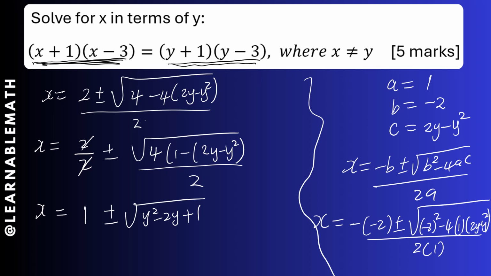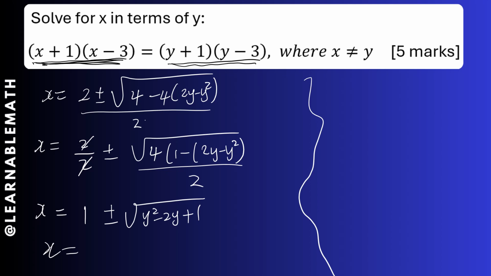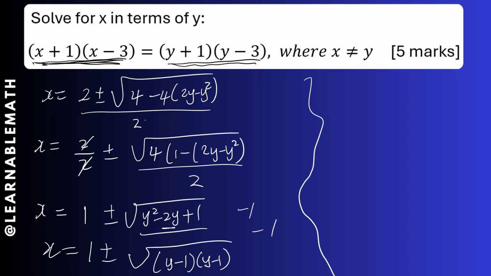You can further simplify, guys. Let me delete this side. To simplify this further, this one can be factorized as (y minus 1)(y minus 1). Because the factors of 1 are 1 times 1, and when they add they must give us minus 2, so it's minus 1 and minus 1. That will give us that minus 2 there. So since they are multiplying each other, I can just write it as (y minus 1) squared. So the square will cancel out the square root.